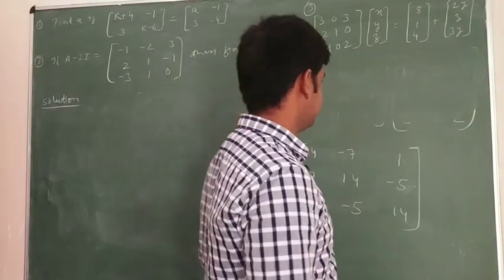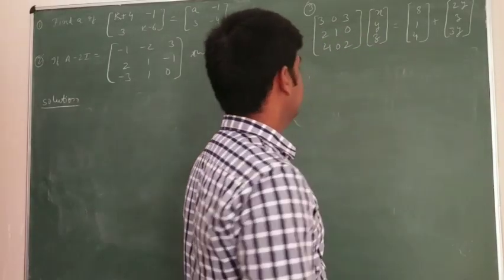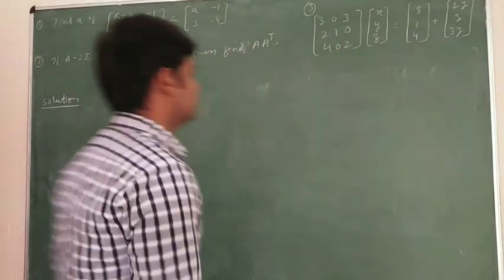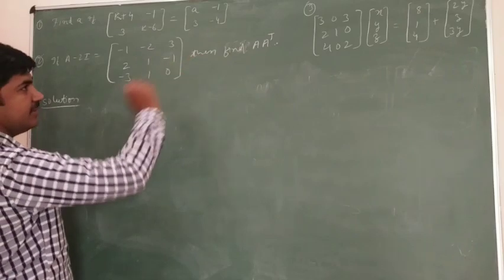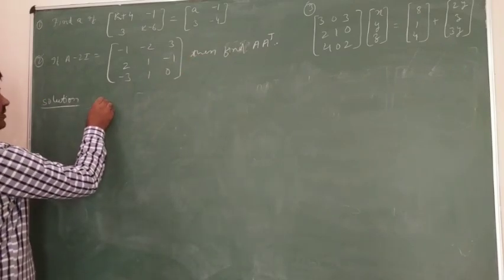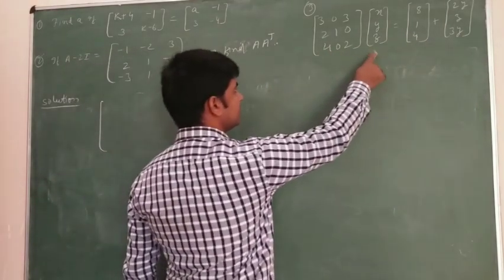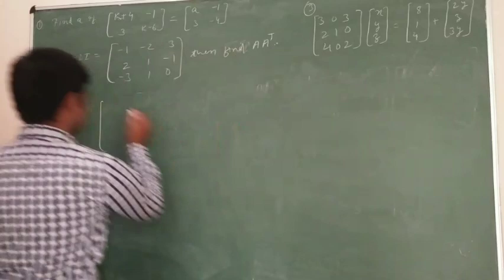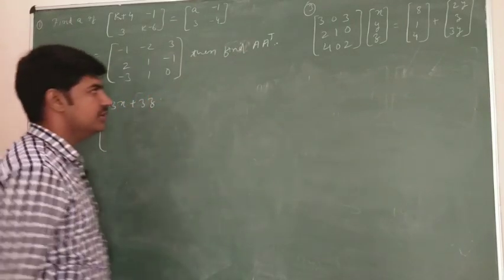students, we are given the product of these two matrices is equal to the sum of these two matrices. So the solution for the third question is, let us multiply both of these matrices. So we get 3x plus 0 plus 3z. So 3x plus 3z is the first element that we have got here.